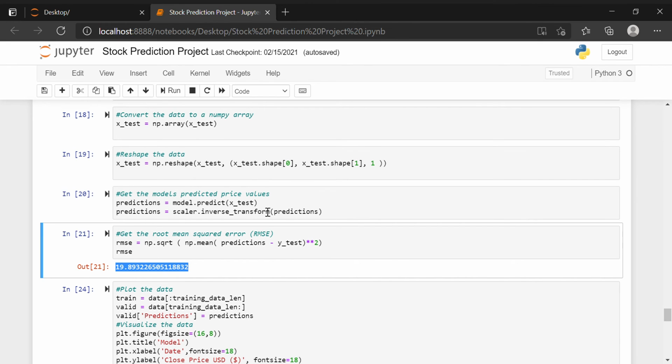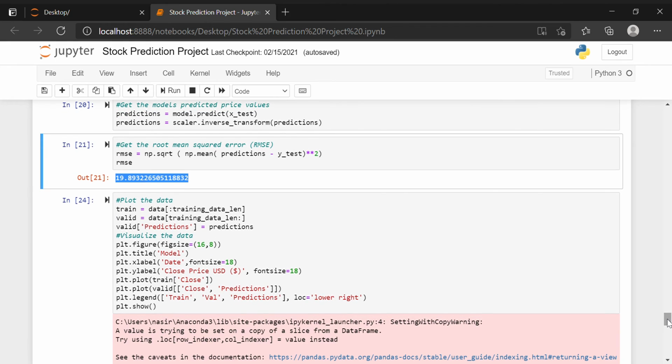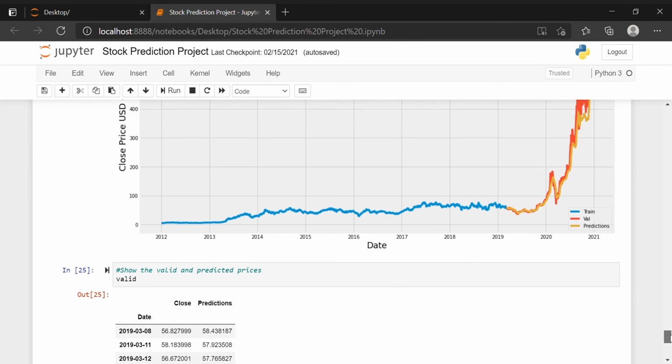So now that we have the testing data ready, we predict it using our model, which is LSTM, and our error rate, which was found by the RMSE, shows to be 19.89, which is not that great, but with a high velocity, high momentum stock like Tesla, it's hard to get an accurate prediction. Here we visualize the results that we got.